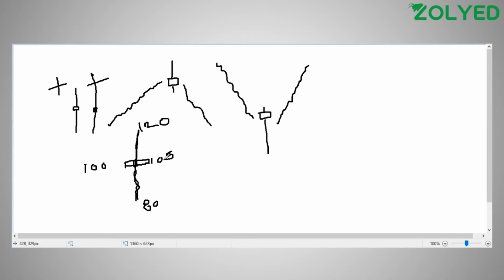In the doji, you will understand how bears and bulls take charge of that particular day, and how things go in that particular trade or in that particular day. So this is basically a white doji. And now you must be thinking, what is a black doji?